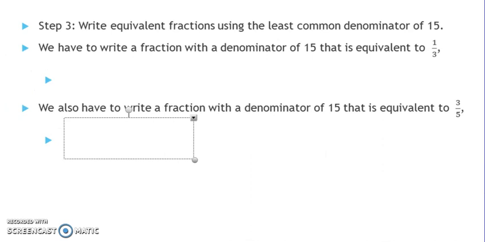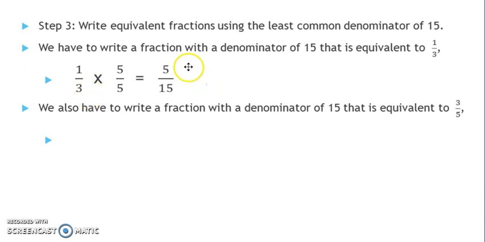So step 3 is write equivalent fractions using the least common denominator of 15. So we have to write a fraction with a denominator of 15 that is equivalent to 1/3. So for 1/3, to make an equivalent fraction, we have to multiply both the numerator and the denominator by the same number. So we need to think what times 3 is going to give us 15, and in this case it's 5.